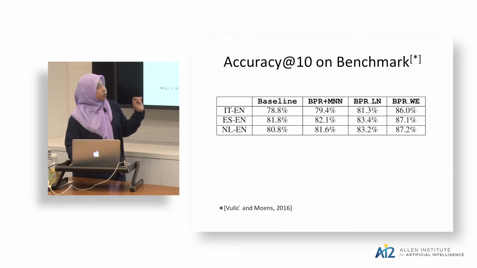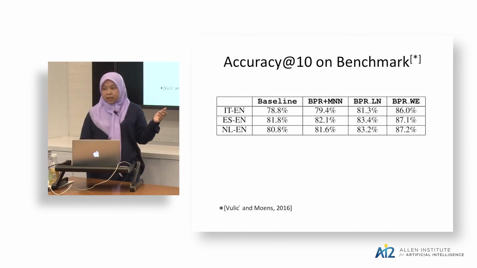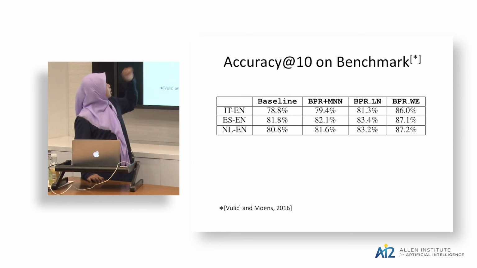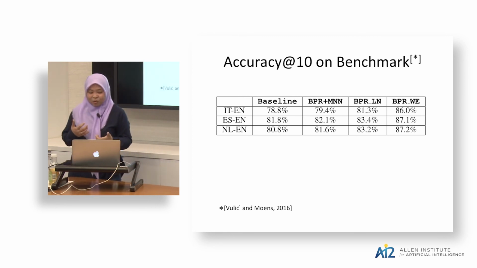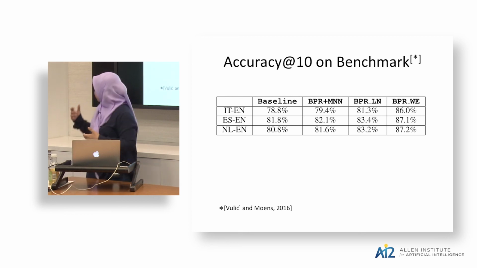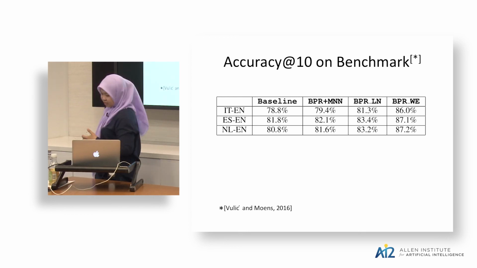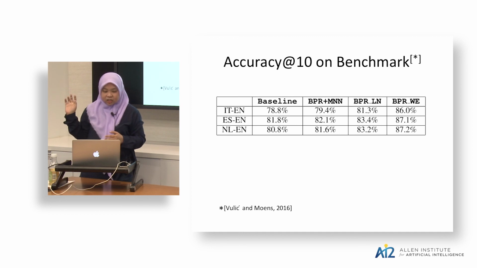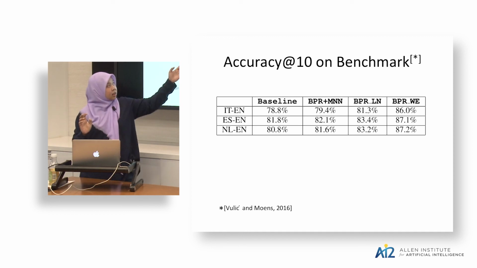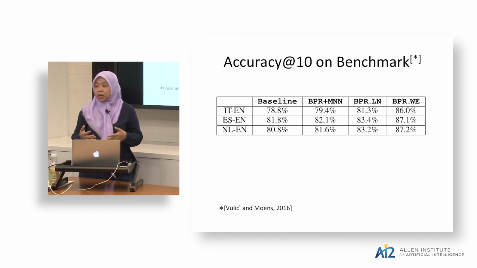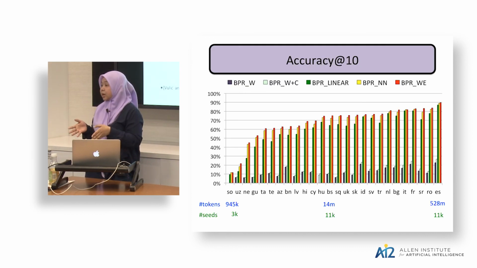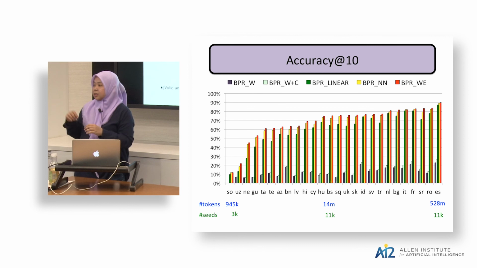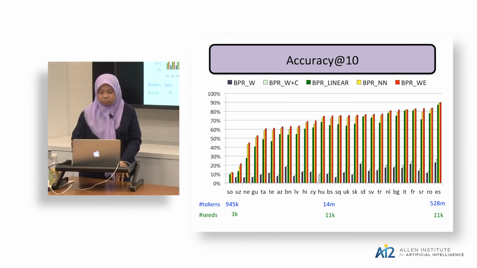And this is the accuracy that we got on benchmark data sets, which consist of data for three high resource languages: Italian to English, Spanish to English, and Dutch to English. And we see that combining information actually helps improve it. The baseline is just using the linear mapping to learn the similarities between the foreign words and the English words.